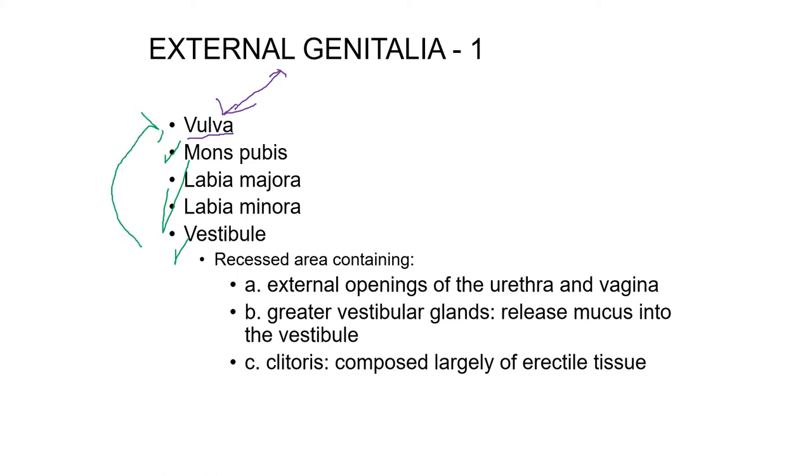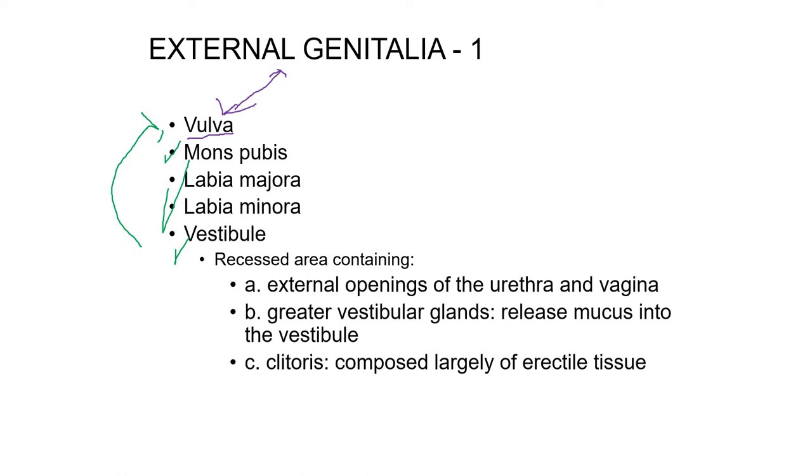So the mons pubis is just that fatty pad area right in front of the pubic bone. It's where pubic hair will start once puberty hits for the female. And it just serves as an area for protection. Some articles say that it can serve as an area for pheromones, for sexual attraction. Some folks agree with that, some folks disagree. I don't know. But it's just that fatty pad area.